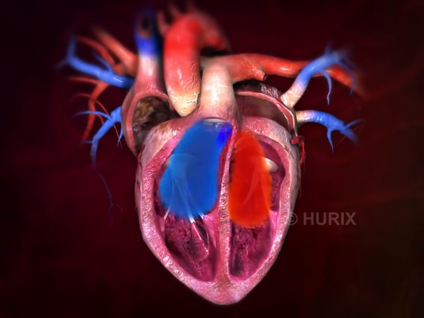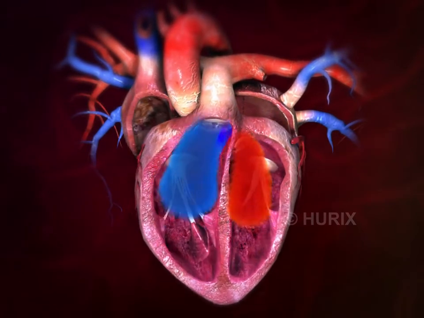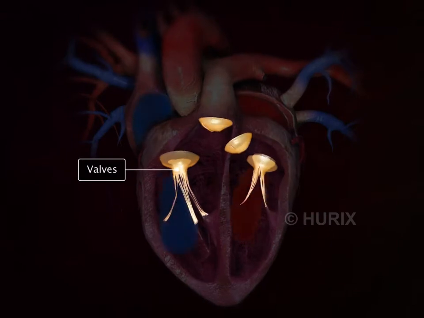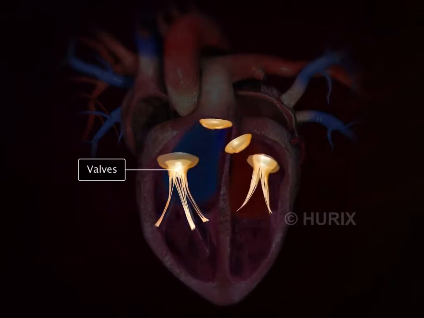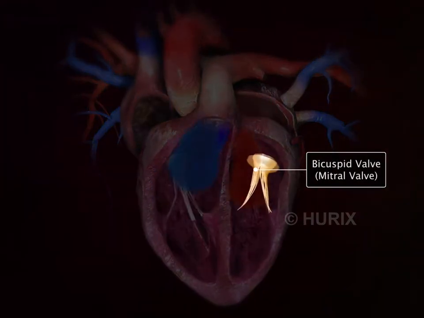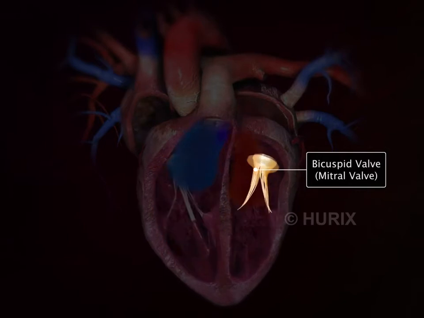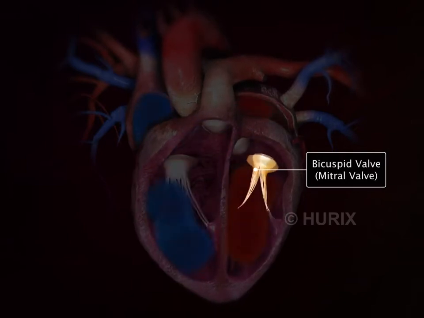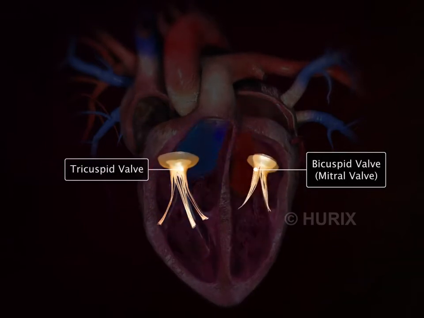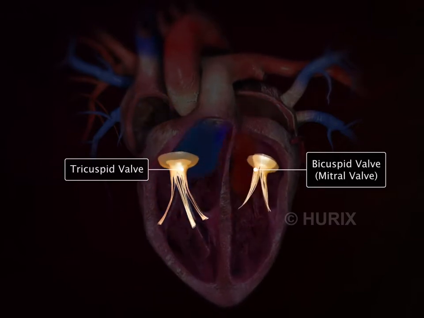The entry and exit of blood from the atrium and ventricles is monitored by the presence of valves that allow blood flow only in one direction. The bicuspid or mitral valve guards the opening between the left atrium and left ventricle, whereas the tricuspid valve guards the opening between the right atrium and right ventricle.